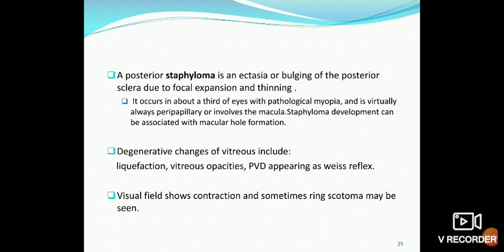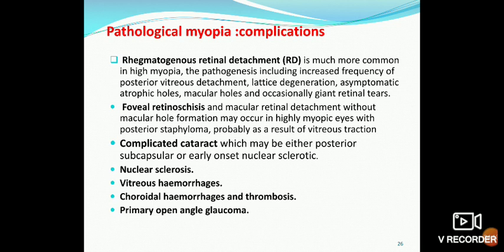degenerative changes also occur in the vitreous, such as liquefaction, vitreous opacities, and PVD appearing as a Weiss reflex. There will be visual field contraction, and ring scotoma may be seen. So all these are the clinical pictures that will be seen in pathological myopia.